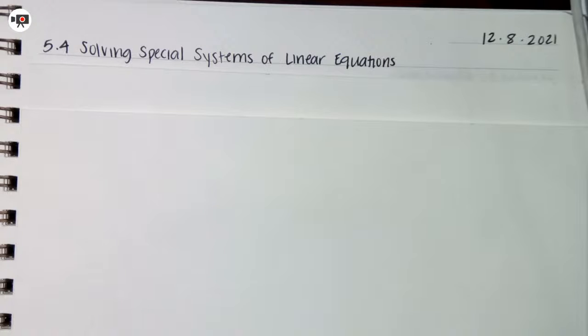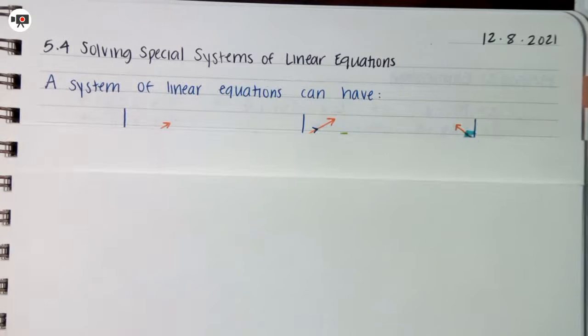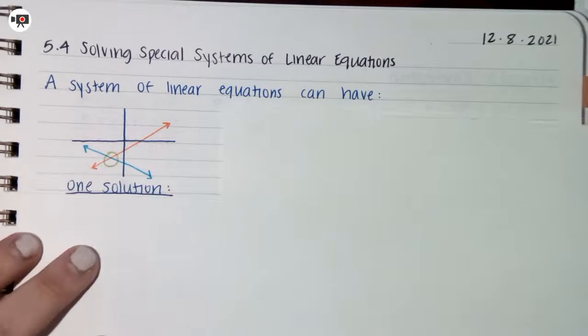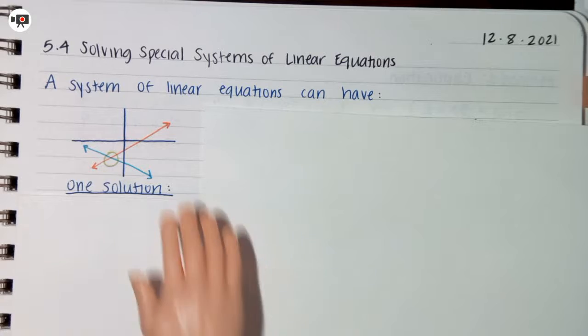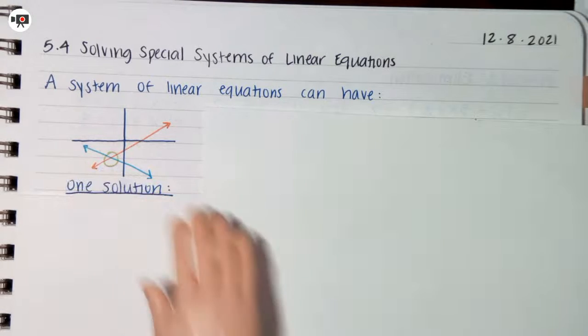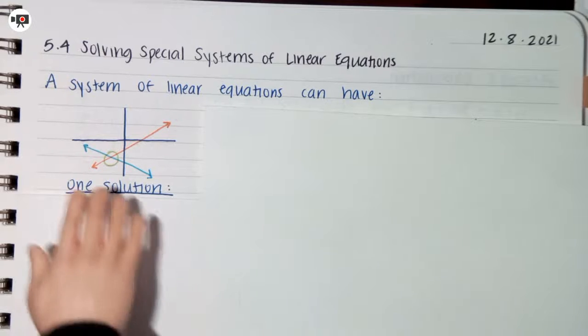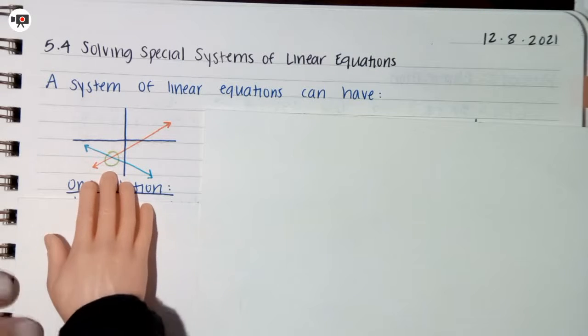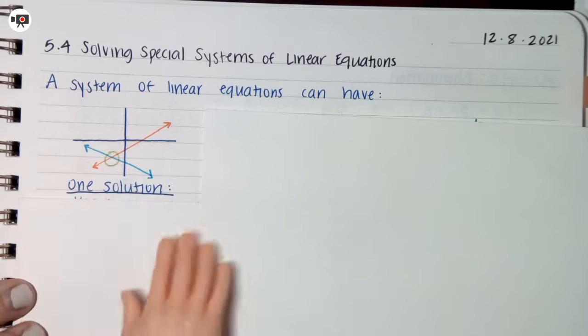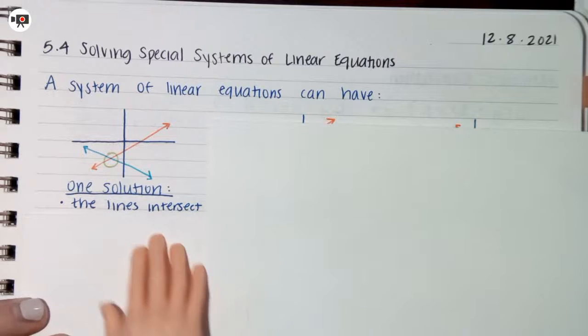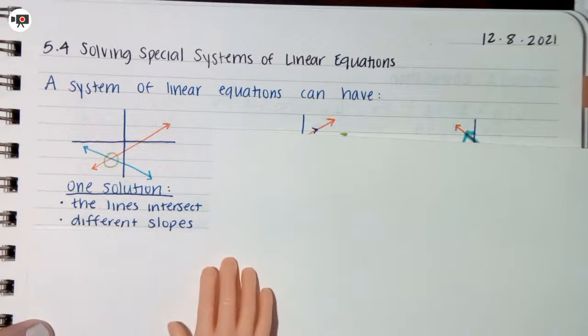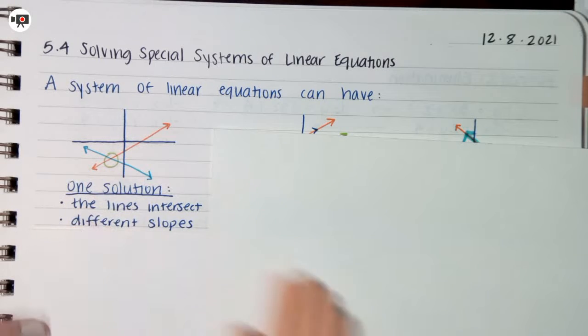This is 5.4, solving special systems of linear equations. A system of linear equations can have one solution. That's where we have two different lines and they intersect at one point. Their intersection is the solution, so this one has one solution. We know that because the lines intersect and they have different slopes.